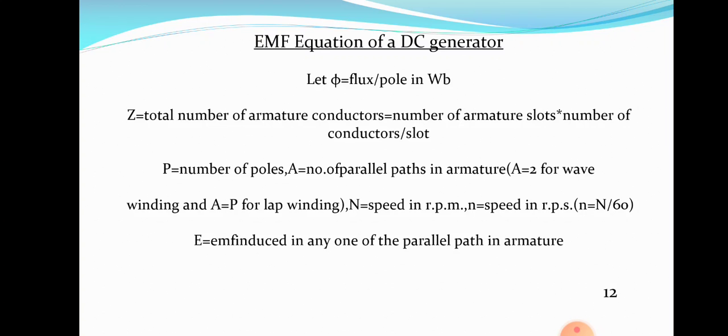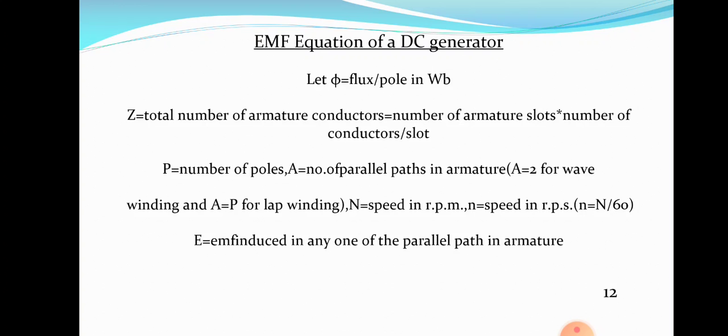E is equal to the EMF induced in any parallel path of the armature. So there are two types of windings, lap winding and wave winding. If it is a lap winding, A is equal to P. A means the number of armature parallel paths is equal to the number of poles. If it is a wave winding, A is equal to 2. Please understand, A is equal to 2 for wave winding, A is equal to P for lap winding. So the EMF induced in any one parallel path in the armature is equal to capital E.